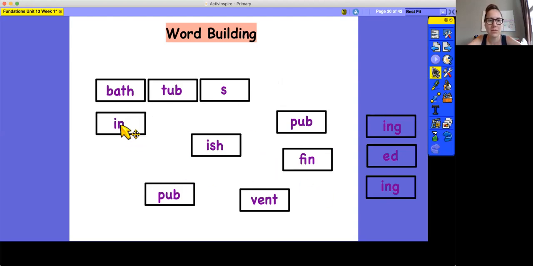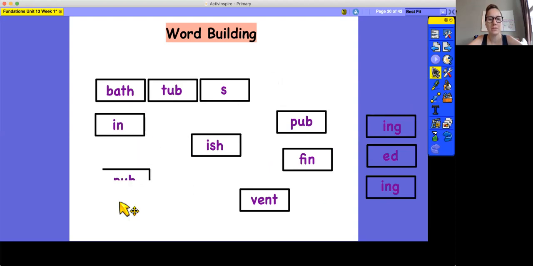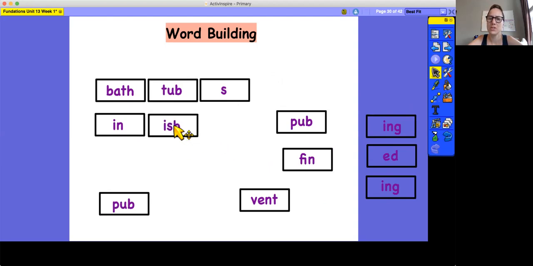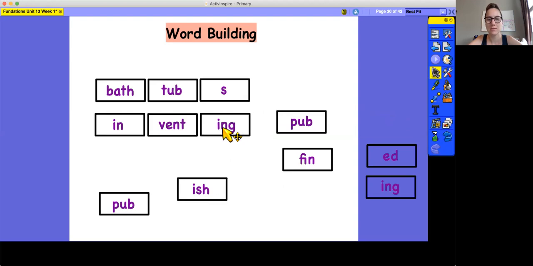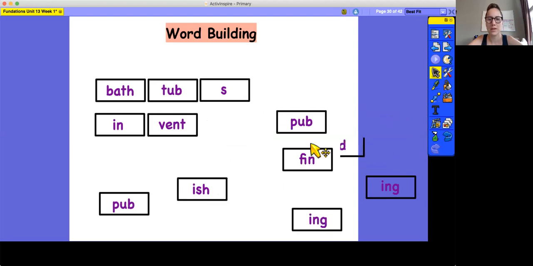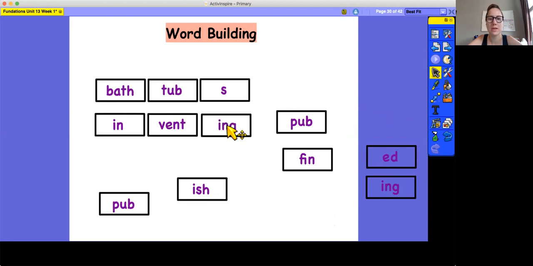Let's see if we have the word in, or the syllable in. In pub? No. In ish? No. Invent? That makes sense. Invent. Now, could I put inventing? Yeah. Could I put invented? Also correct. So because I have two ings, let's put one of those there and see if we can make the rest of the words with the ed and the ing. Okay, so I have invent, and then with the suffix, inventing.